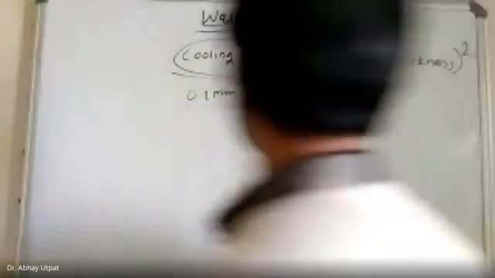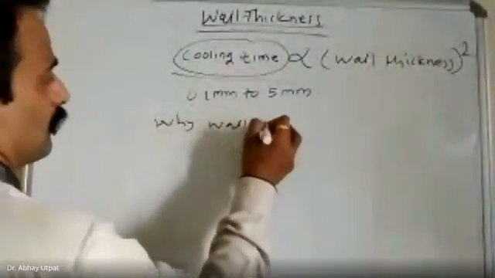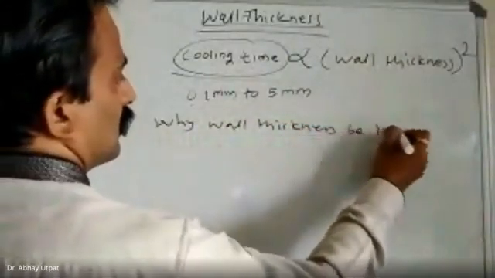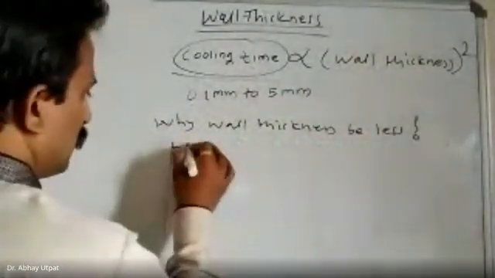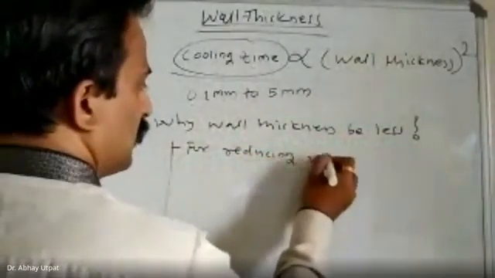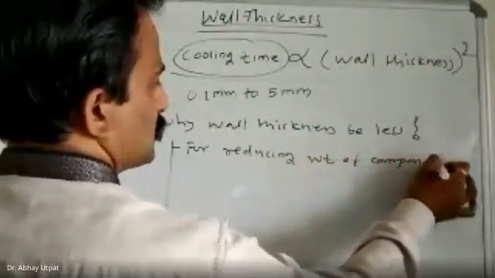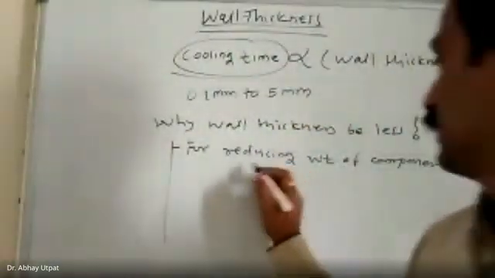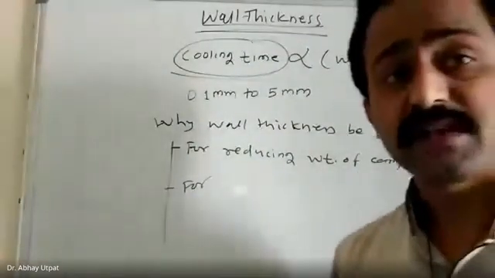Now, why should wall thickness be less? First, for reducing the weight of the component. This may be an MCQ, that's why I'm writing it on the blackboard. First, for reducing the weight of the component. Second, for a faster rate of cooling.